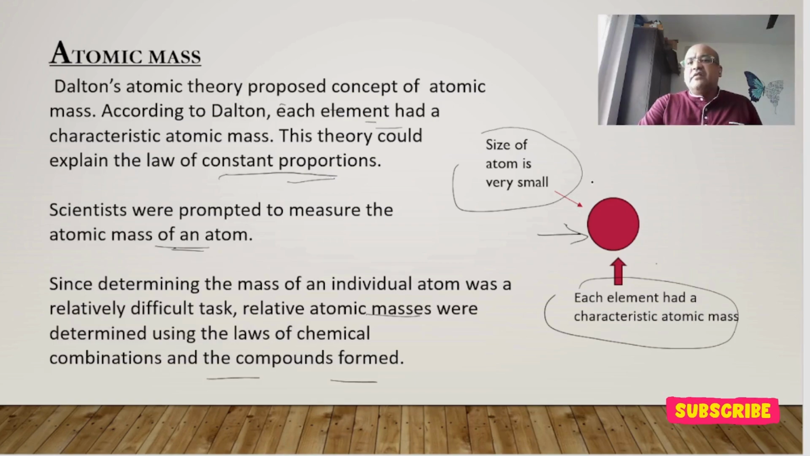You'll see that an atom has a mass. So the scientists were prompted to measure the atomic mass of an atom. Since determining the mass of an individual atom was a very difficult task, relative atomic masses were determined using the law of chemical combination and the compounds formed. Each element had a characteristic atomic mass.